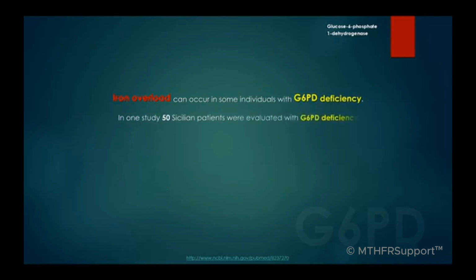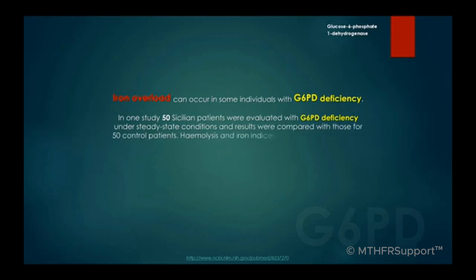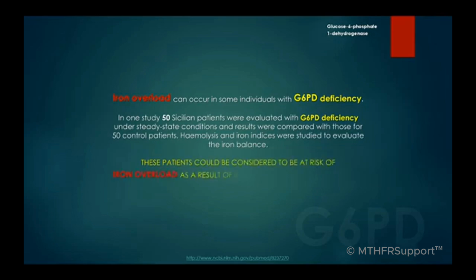Iron overload can occur in some individuals with G6PD deficiency. In one study, 50 Sicilian patients with G6PD deficiency were evaluated under steady-state conditions, and results were compared with those for 50 control patients. Hemolysis and iron indices were studied to evaluate the iron balance. These patients could be considered to be at risk of iron overload as a result of increased bone marrow activity.